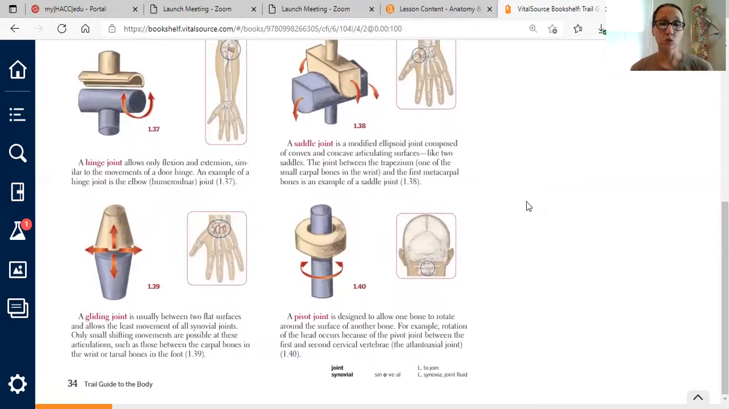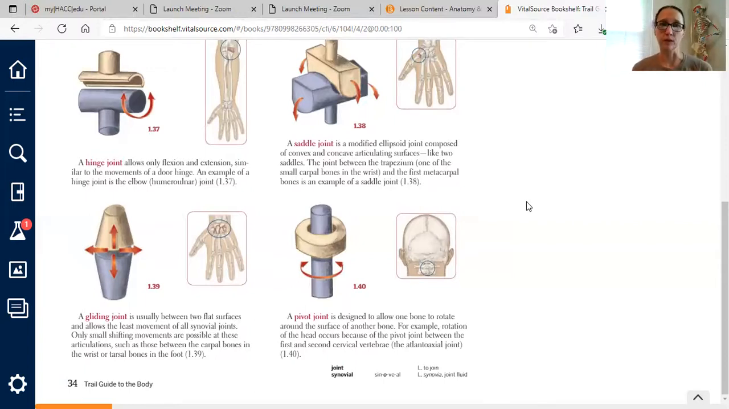Next, we have a gliding joint, and the gliding joints are basically two flat surfaces that glide past one another. You find these in the carpals of your wrist and in the tarsals of your feet. So these little tiny carpal bones are right next to one another, and they just do little tiny gliding movements. So they don't move a whole lot, but they are synovial joints. So really only shifting movements is what your book says. I can't show you what that looks like because they don't move a whole lot.